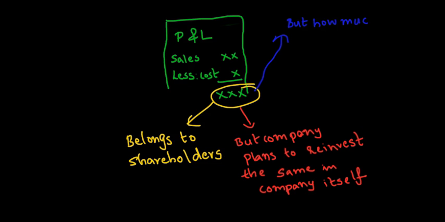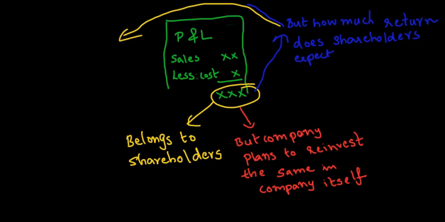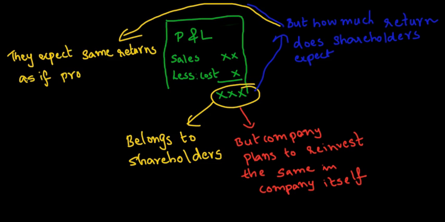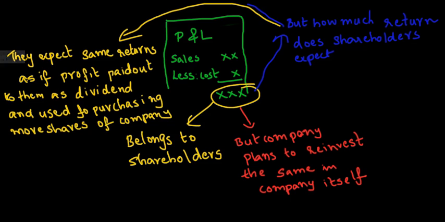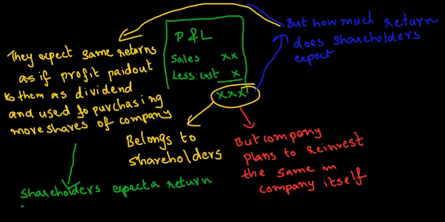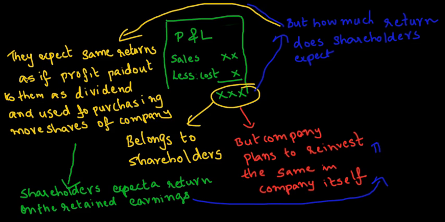Well, those shareholders want some return on that money you are keeping. How much return do they expect? They expect the same amount of return from the company as if they had obtained the retained earnings before in the form of dividends and had bought more shares in the company with those dividends. Returns can be in the form of dividends or capital appreciation. Hence, the cost of retained earnings is also the expected rate of return by shareholders.